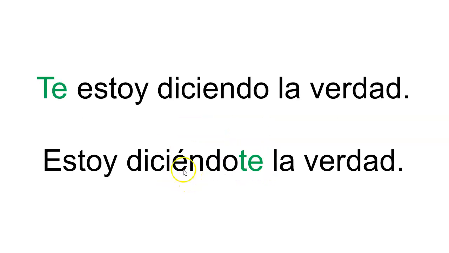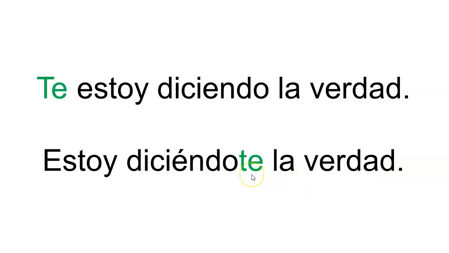Okay, also with the present progressive, the estar plus the participle when you're doing something at a particular moment. If you use the present progressive, you also have a choice of where you put the indirect object pronoun. I can put it in front of the expression, estoy diciendo, or I can attach it to the end, to the progressive participle, diciendo. So I can say, te estoy diciendo la verdad. I am telling you the truth. Or the alternate way of saying that is, estoy diciéndote la verdad.